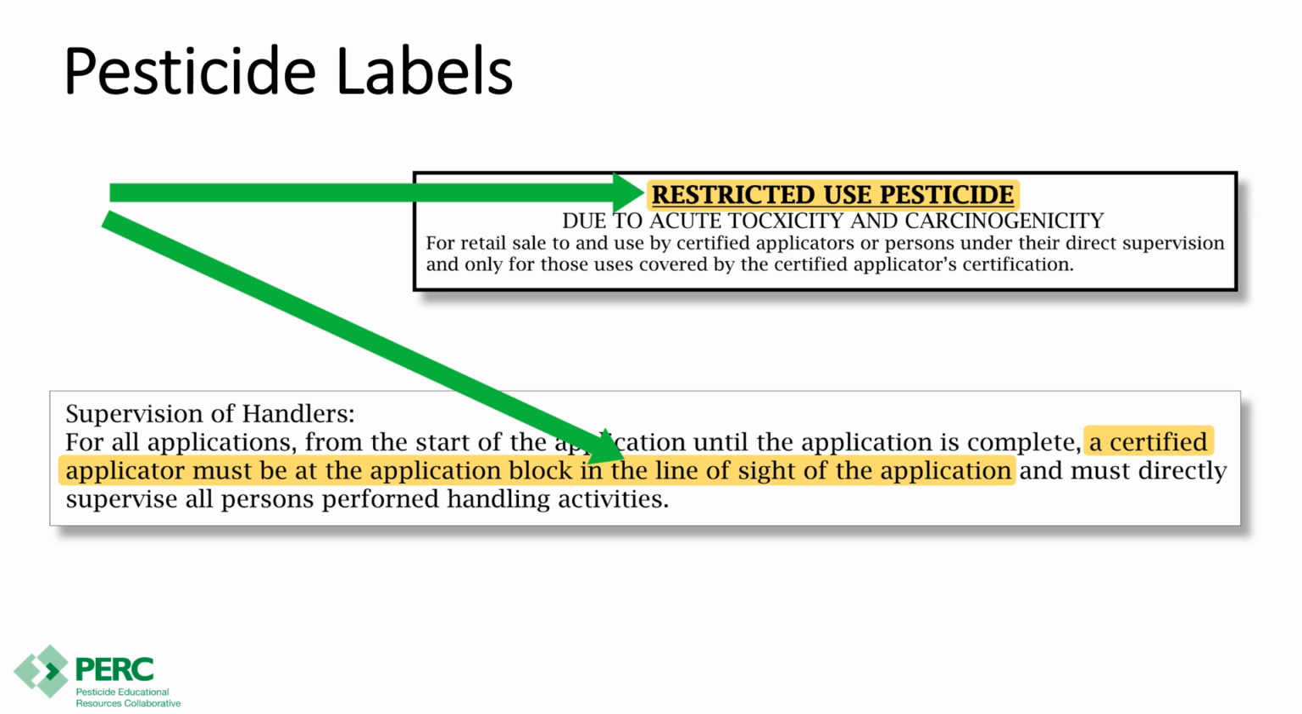This statement indicates why EPA classified the product as an RUP, whether its sale and use is limited to certified applicators only, or also to non-certified applicators under the direct supervision of a certified applicator. This statement will also let you know if the certified applicator must be physically present when you use the product.